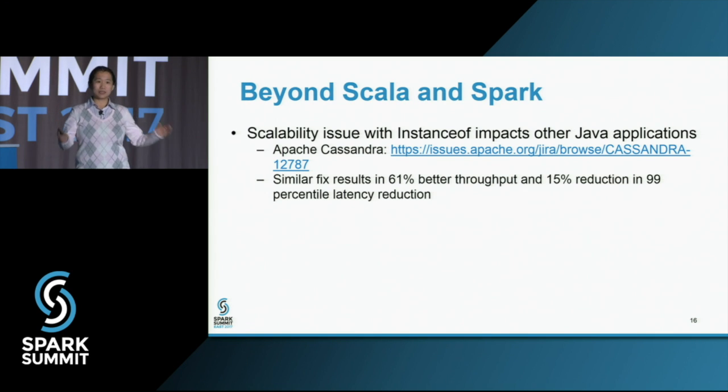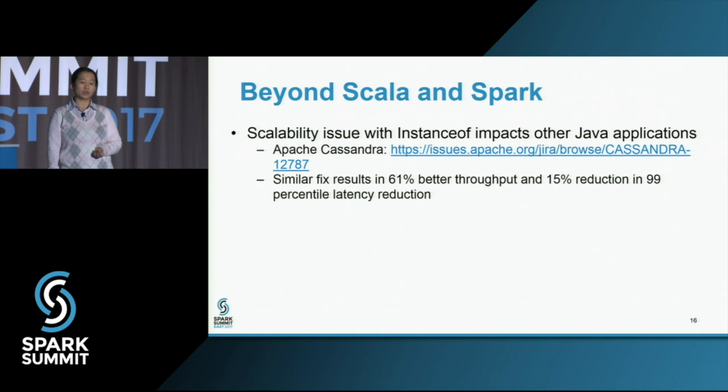Okay, since instanceof is really a JVM thing, it's not only happening to Spark. This issue is a fundamental issue of the JVM. So whenever a Java application is using this instanceof, you will face the exact same issue. As an example, we already found this happens in Cassandra. We used the exact same approach to solve it. And we found the performance improvement is quite amazing as well.